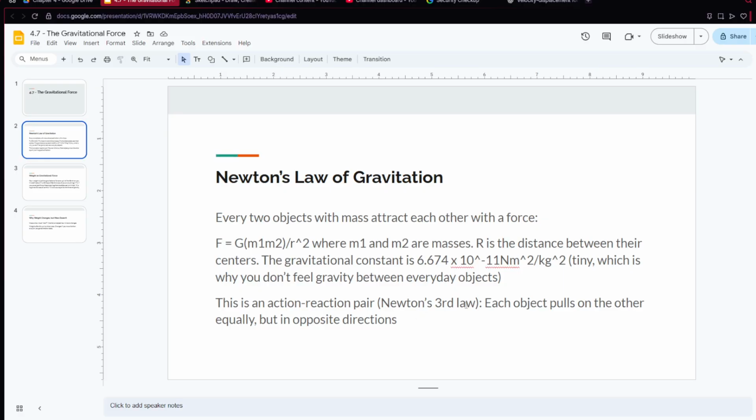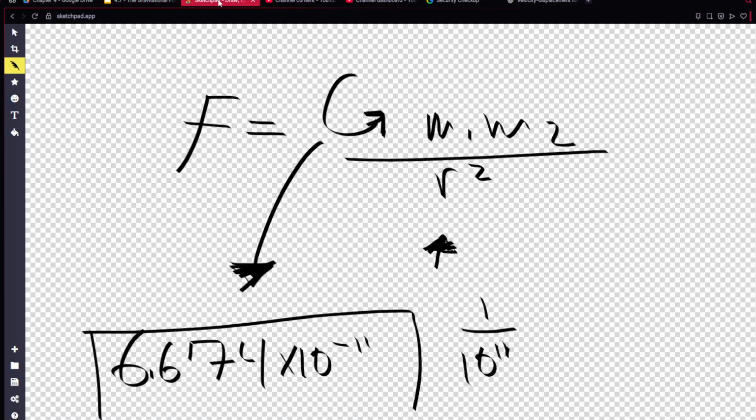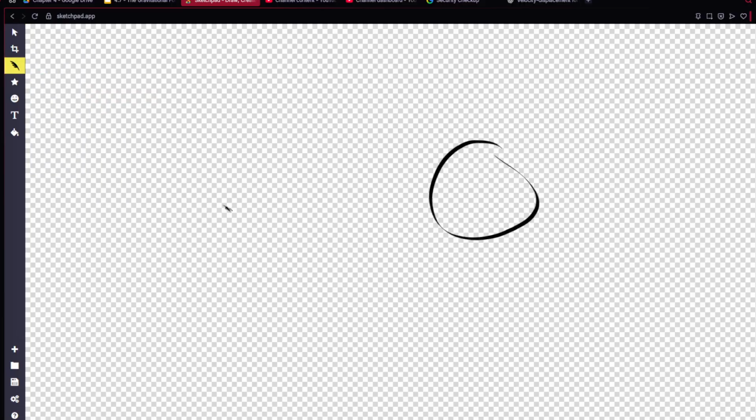So this is an action-reaction pair. Newton's third law. Each object pulls on the other, but in opposite directions. So let's take the Earth and the Sun. And we'll say this is the Sun. There should be two other planets here, but I'll just abstract them for the sake of simplicity. This is an orbit.